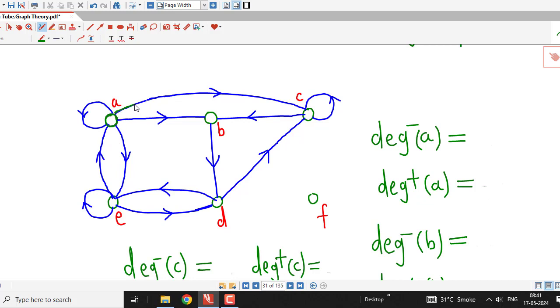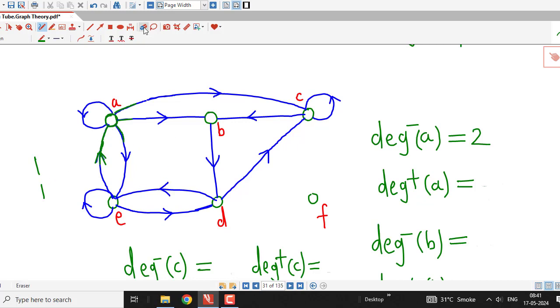So this is going out of vertex A, this is also going out, this is also going out, this is going to vertex A. So there is one contribution here, and there is a loop at vertex A, and we know that loop at a vertex contributes 1 to both in degree and out degree. So therefore in degree of vertex A is 2. There are 2 edges which are going to A, or there are 2 edges whose terminal vertex is A.